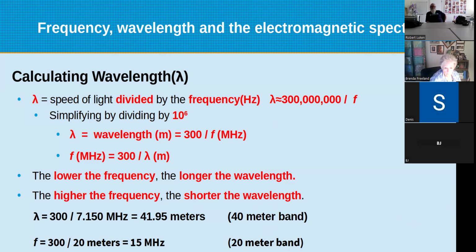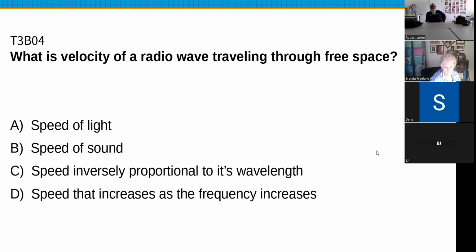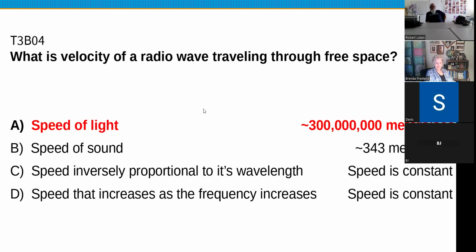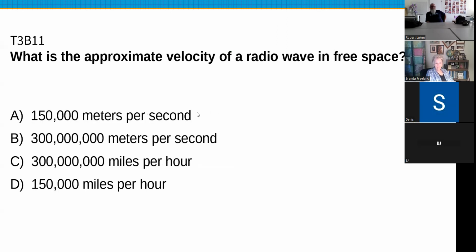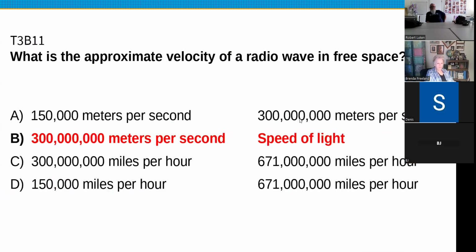Okay, so what is the velocity of a radio wave traveling through free space? Alpha. Speed of light. What is the approximate velocity of a radio wave in free space? Beta.